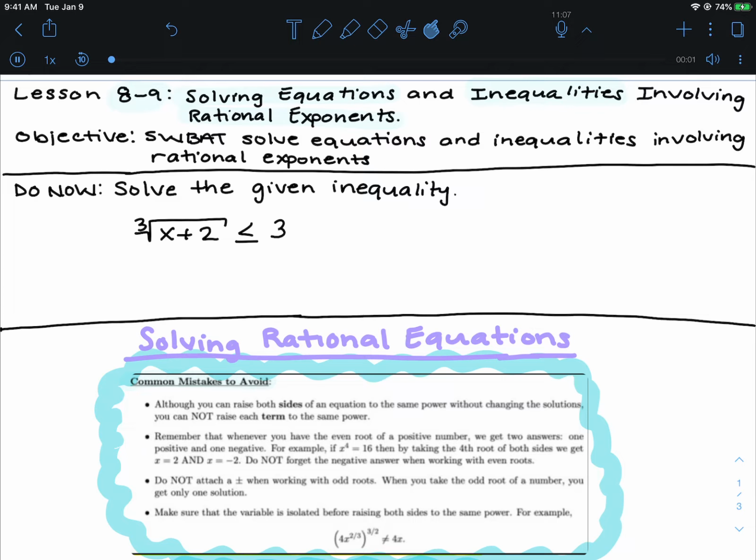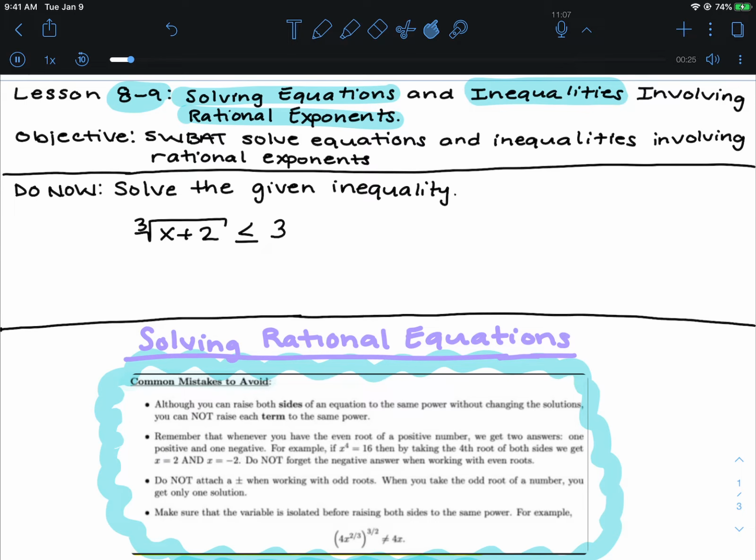Okay, so this is going to be lesson 8.9, and we're going to split this up between today and tomorrow. That'll be the last lesson for Unit 8, and then we will continue with Unit 9. So today we're going to be solving equations with rational exponents. Tomorrow we'll be dealing with the inequalities.